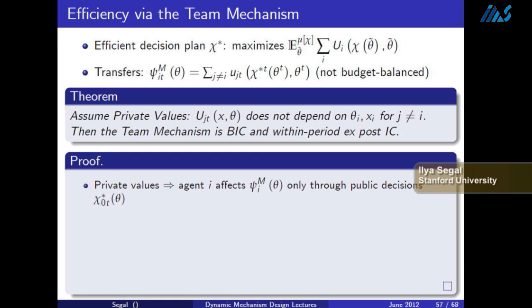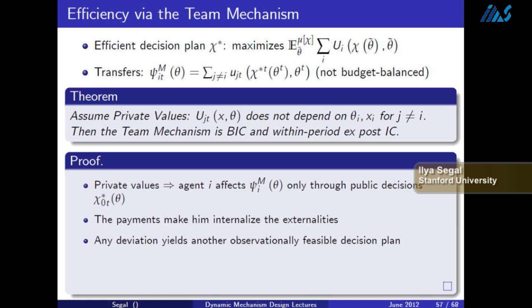Because we have private values, when agent i thinks about how he can affect his payment, the only way his private behavior or types affect his payment is through the public decisions that he induces. This is the only way he has an externality on the other agents. So even if he deviates, no matter what he does, he can lie or disobey the mechanism, he will get a total utility plus payment that is exactly the total surplus.